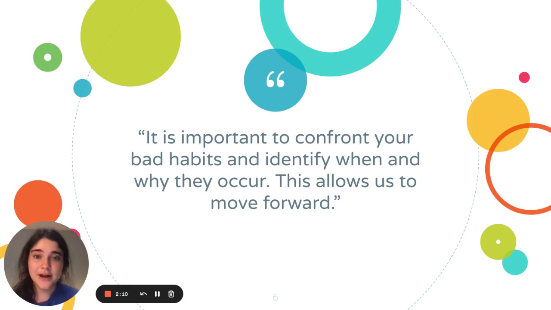So, this is very true. Identifying when or why they occur is like the first step you need to take when dealing with your anxieties and negative thoughts, because this allows you, like she said, to move forward and implement the coping skills into your life.